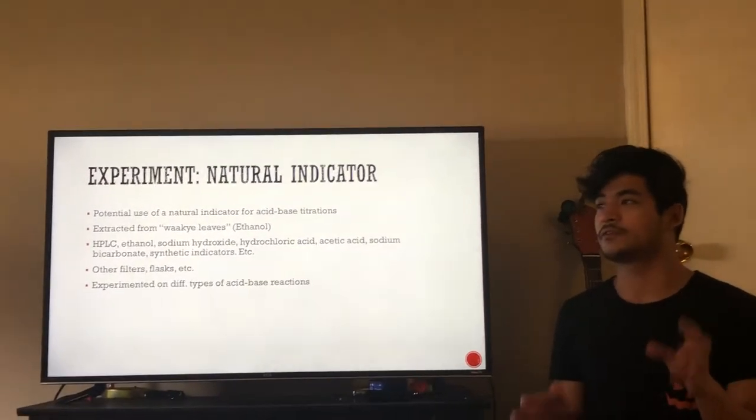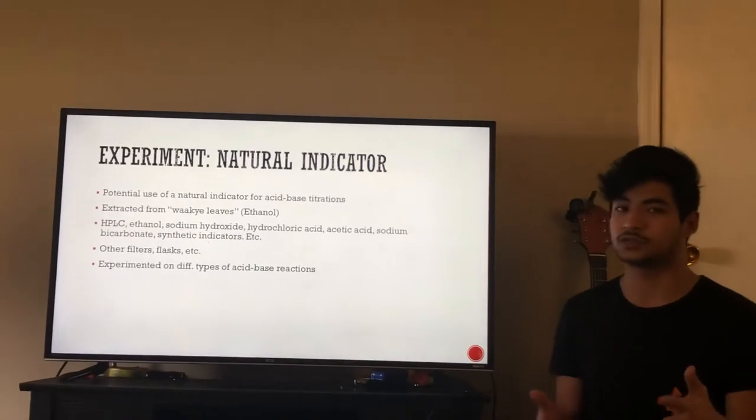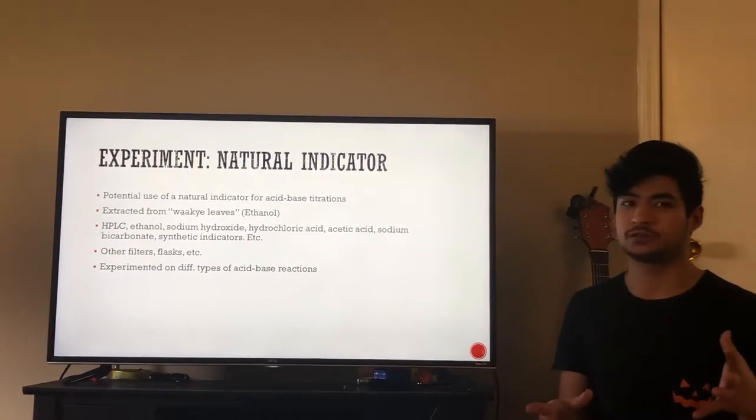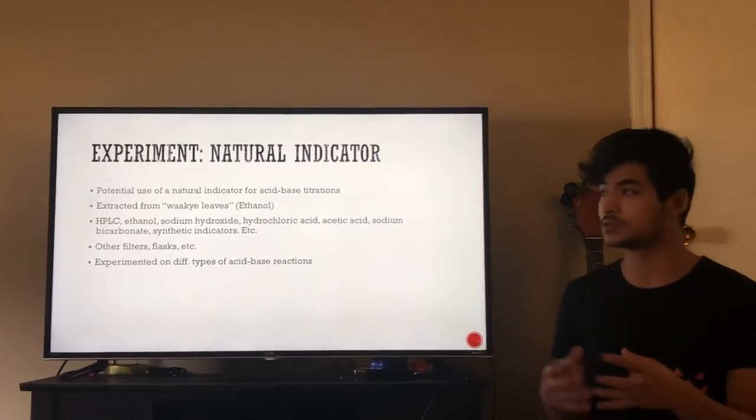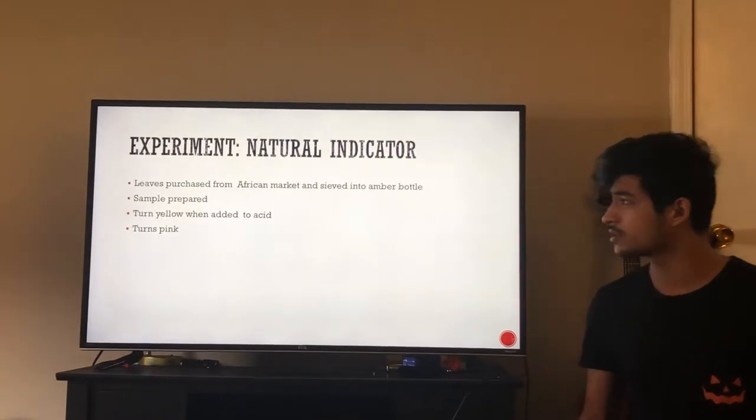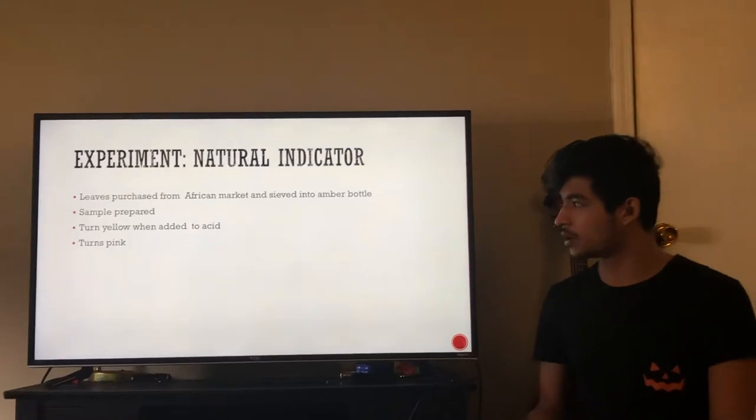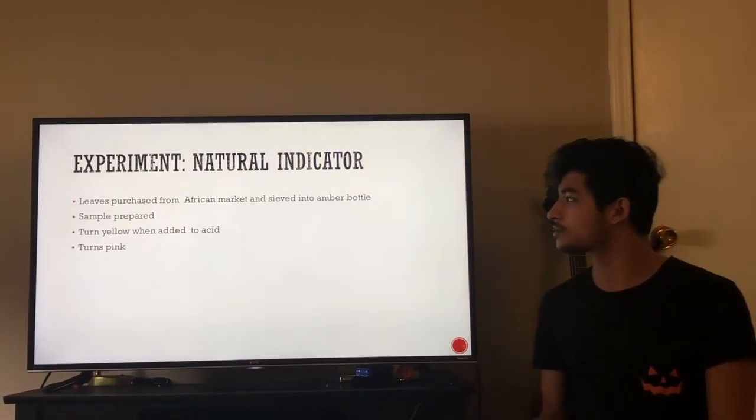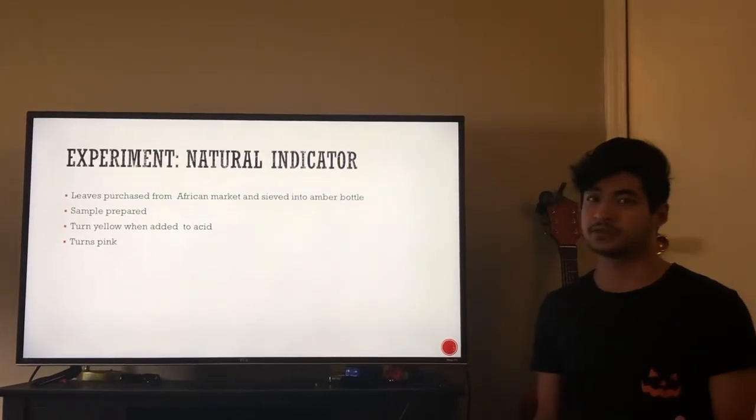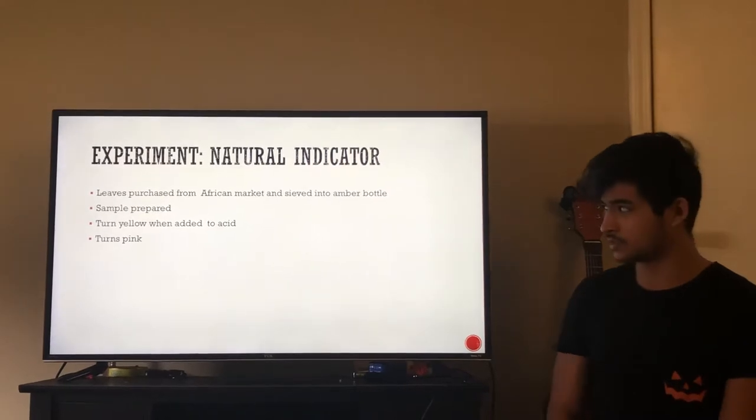And these two effects were compared in the sense of, say, the pH range, for example the titrant reaching the equivalence point, those values, etc. Further, to prepare the actual sample, the author just bought the leaves at the local African market and sieved them into an amber bottle, and prepared it with various techniques and processes given in the article itself.